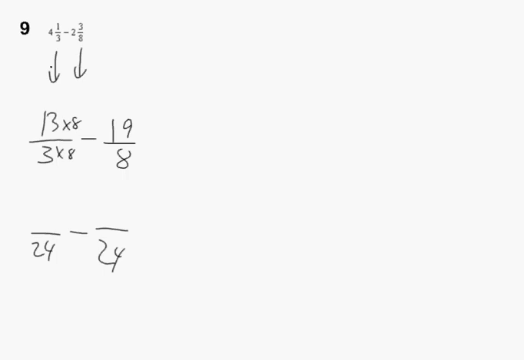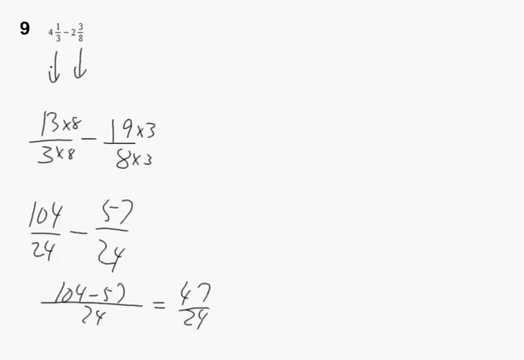Here I have to be able to multiply 13 by 8, which is 104. I have to be able to multiply 19 by 3, which is 57. And I think that's 57, isn't it? 30, 27, 57. Oh, yeah, that's right. And when I subtract those two, I get 104 take away 57, over 24, which will be 47 over 24, which is 1, so close to 2, and 23 24ths. Again, press pause here if you need to and copy that down.